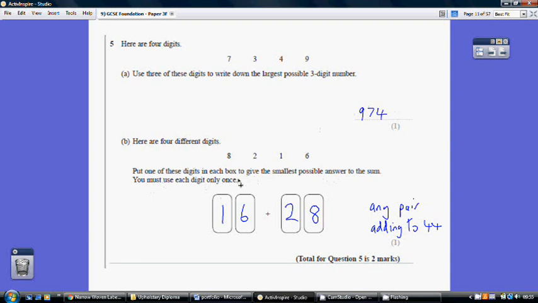Okay, so the smallest couple of numbers have to be the first numbers in each of the 2 things we're adding. So we need to have the 1 and the 2, thereby leaving the 6 and the 8 for the other 2 numbers. Now there's a number of different combinations here. As long as your pair of numbers add up to 44, then your answer's fine.